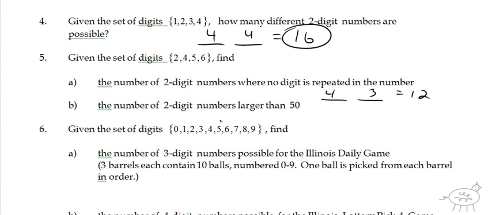The number of 2-digit numbers larger than 50. So 50, it's got to be either a 5 or a 6, right? So there are 2 possibilities. Again, always put your most restrictive spot first. And then since, again, you can repeat, there are 4 numbers. So it's 2 times 4. And so our answer is 8.